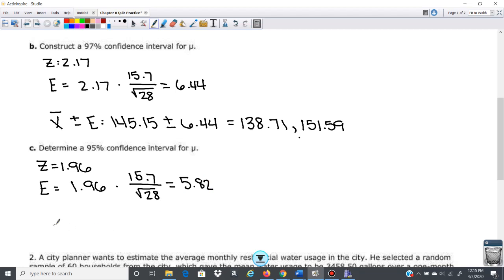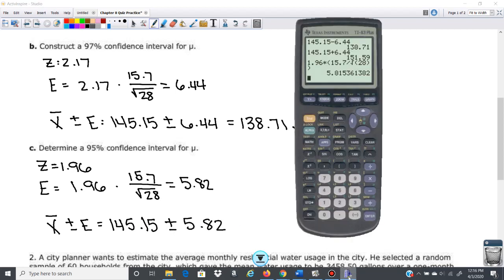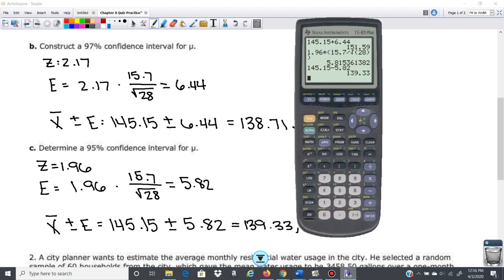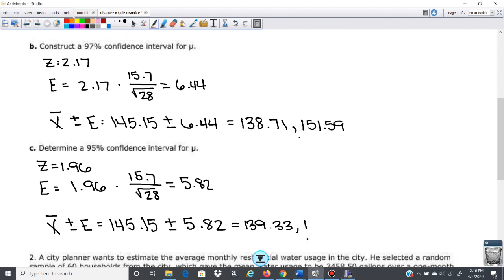So X bar plus or minus my margin of error will give me 145.15 plus or minus 5.82. So 145.15 minus 5.82 is 139.33. And then 145.15 plus 5.82 gives us 150.97. Okay, and then watch the next video to see how to do this in your calculator.